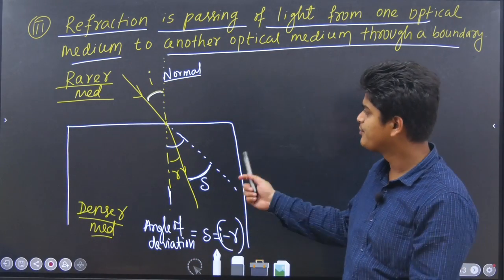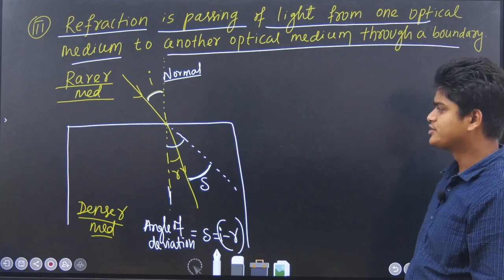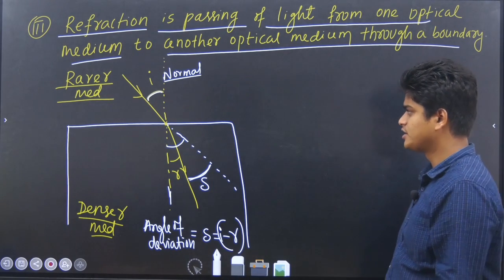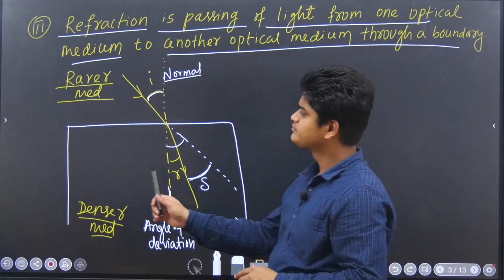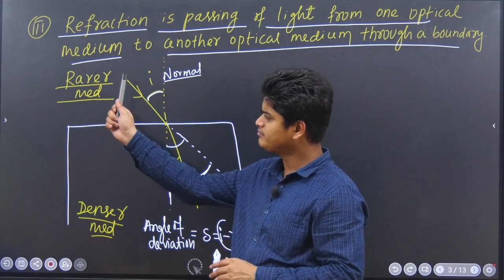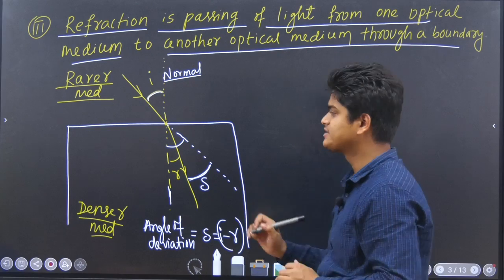This much idea you can keep for rarer to denser. Remember, going from rarer to denser means light will bend towards the normal. Now consider denser medium: if light is coming from a denser to a rarer medium, what is happening?